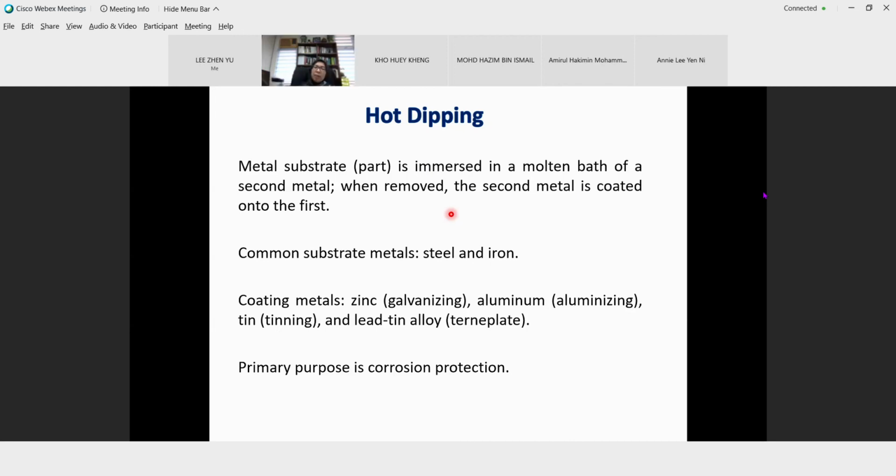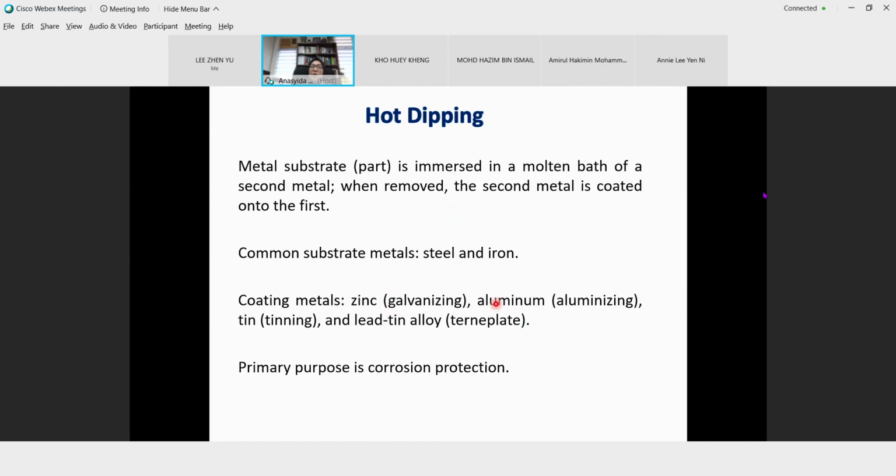Okay. We go to the last part for today, which is hot dipping. Hot dipping is where we are using high temperature molten metal. Either we use zinc, or aluminium, or tin, or lead with tin. All of these are in the hot dipping family. For zinc, normally we say galvanized steel, which means the steel was dipped in zinc.